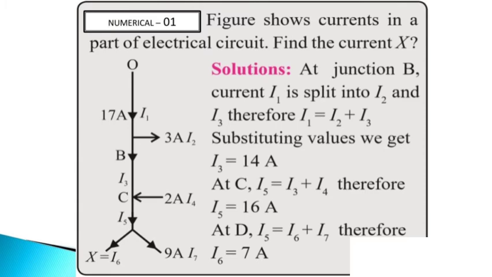At C, I5 is equal to I3 plus I4. Therefore, I5 is equal to 16 amperes. Now, at point D, I5 is split here. I5 is equal to I6 plus I7. Therefore, we get I6 is equal to 7 amperes.